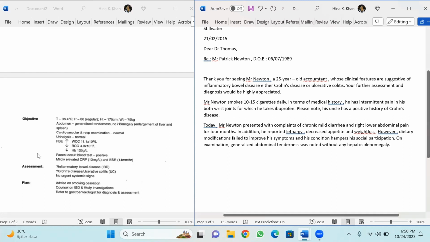Now I'm just going to write the investigations. Okay, now in the investigations, what I see is that his WCC is raised and RCC and hemoglobin are reduced. Now you can either use these abbreviations, there is no issue. You can also use the full form. Okay, it's correct both ways. If you do not know the full form of the abbreviation, then just use the abbreviation.